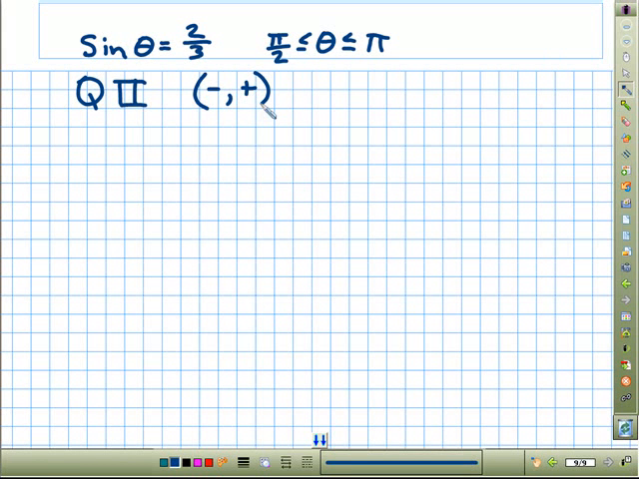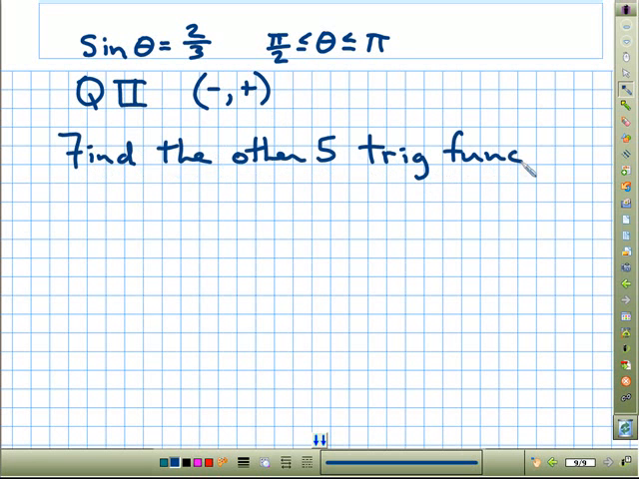So let's suppose this is the setup for the problem. Now, we want to do this. Find the other 5 trig functions. Let's suppose that we're given this problem. Okay? Any questions? So we want to find the other 5 trig functions.